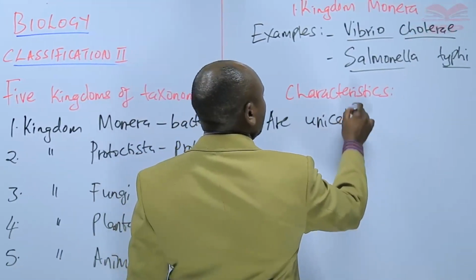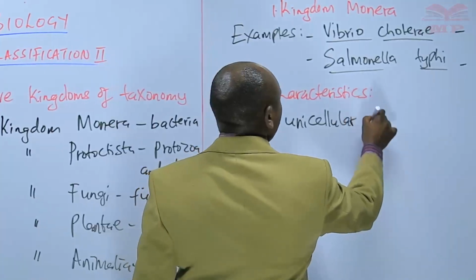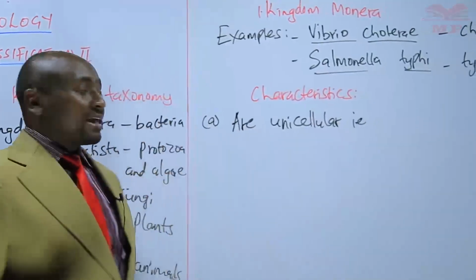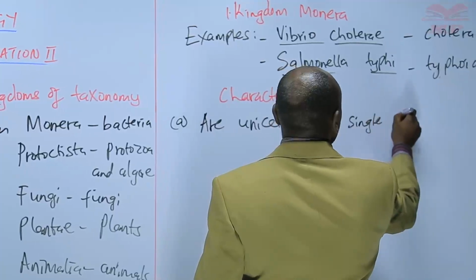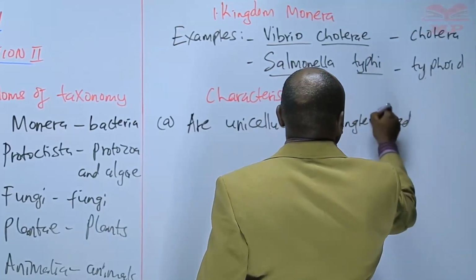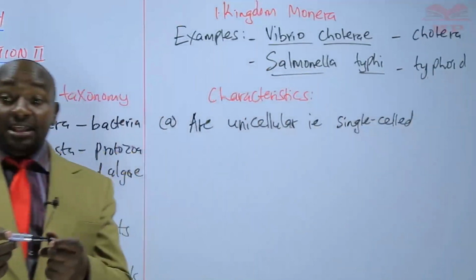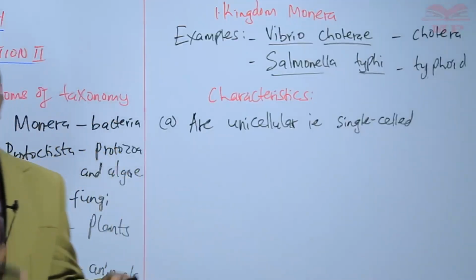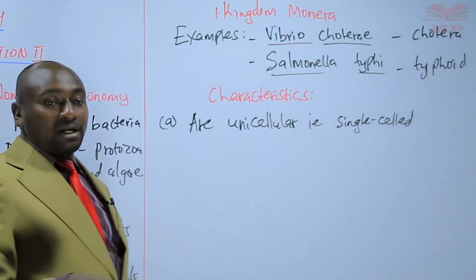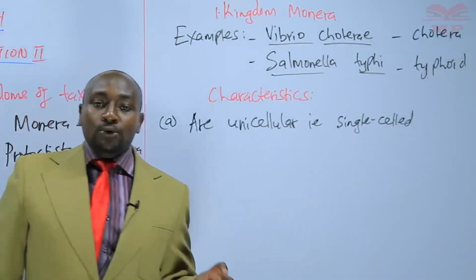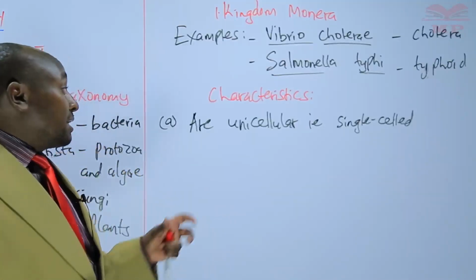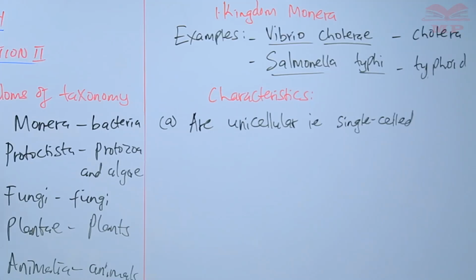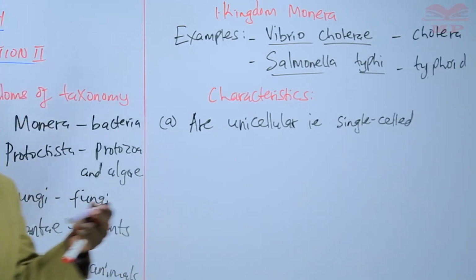unicellular. They are unicellular. Unicellular simply means they are single-celled. That's why we cannot see the bacteria when they are in our blood. But if a blood sample is taken, put on a microscope slide, and then examined, then you can be able to see the bacteria. So one of the characteristics is that they are unicellular or they are single-celled.